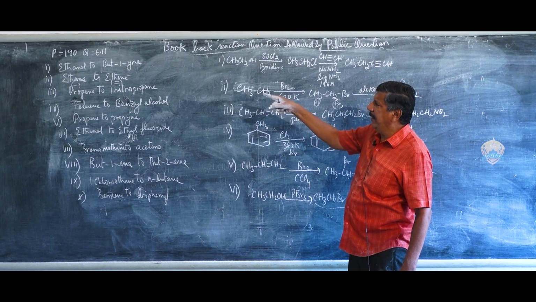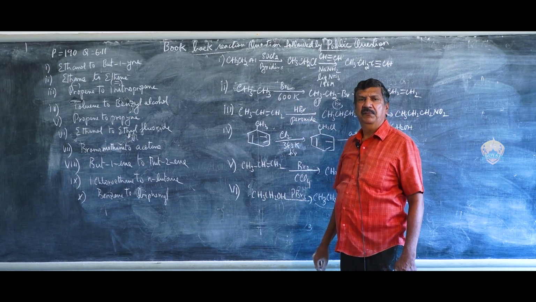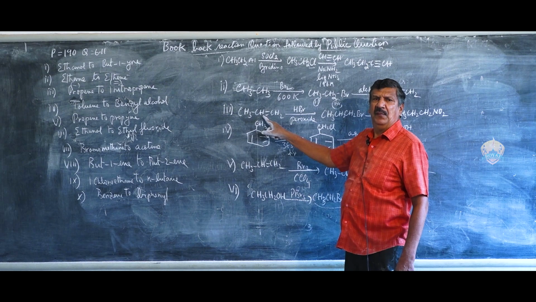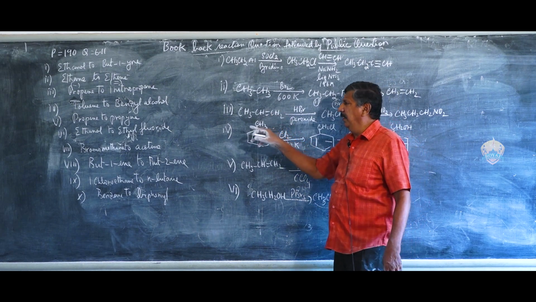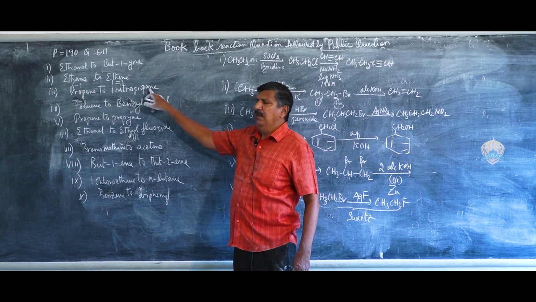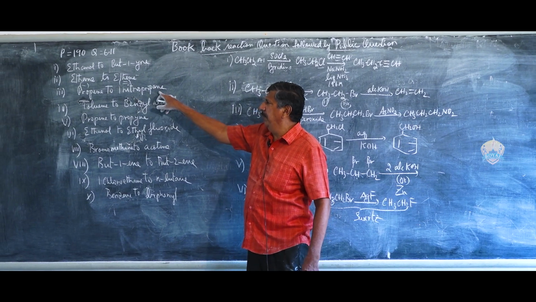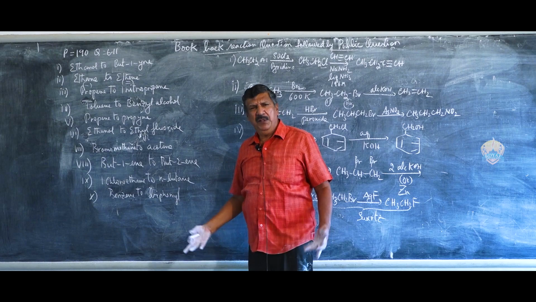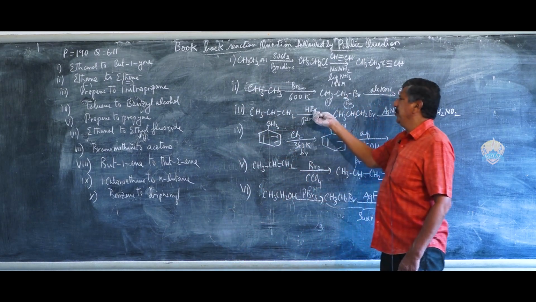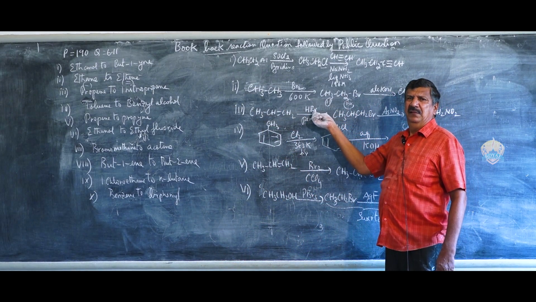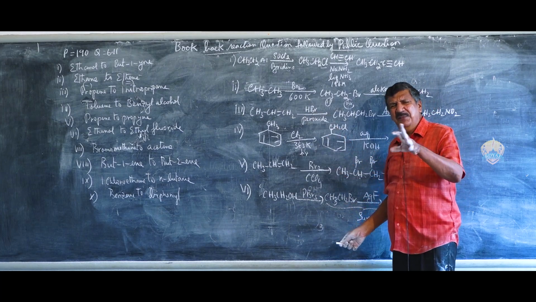Okay, next question. Propene to 1-nitropropane. You see, propene. There we have a double bond, but they want a single bond compound. So what should I do? I treat with HBr. But that also has some difficulty.